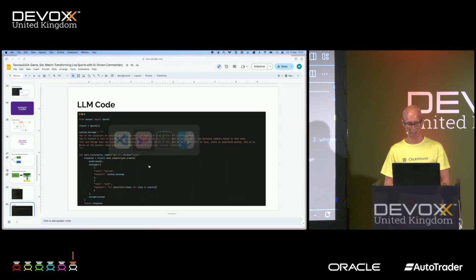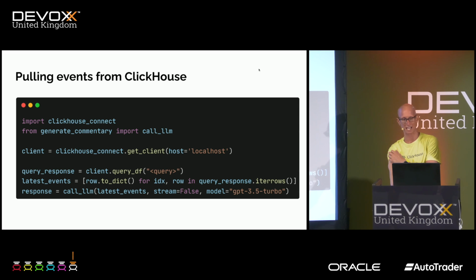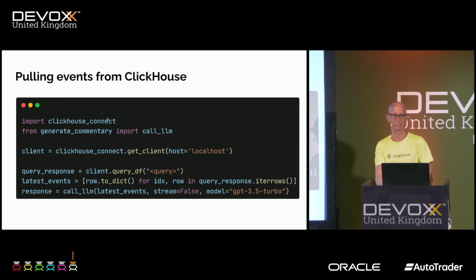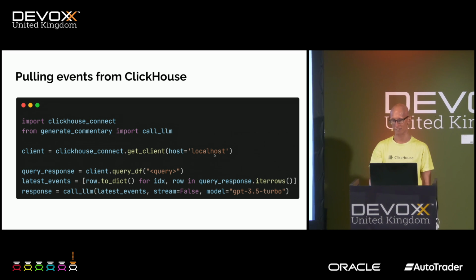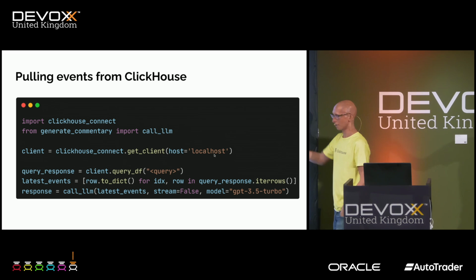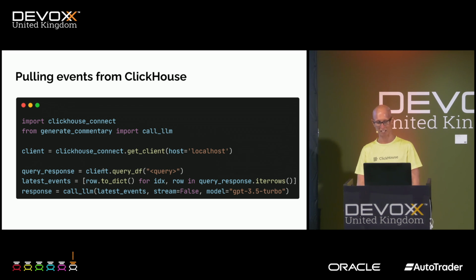And then let me just quickly show you how we're getting the data into that function. We're using ClickHouse Connect, which is a client for querying the ClickHouse server. We're doing localhost. Again, if we were using the cloud, we'd put our cloud host in there. We're then executing a query, getting back a data frame. We convert that into a bunch of dictionaries, and that's what goes in as the events, and then it converts those to JSON.